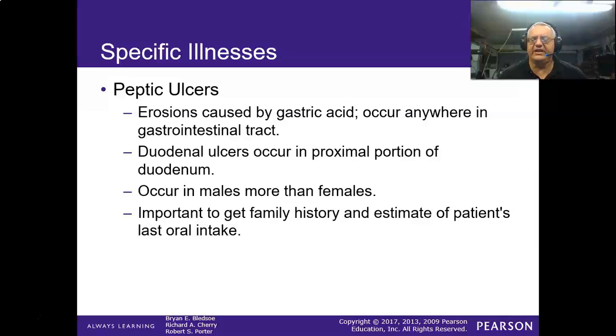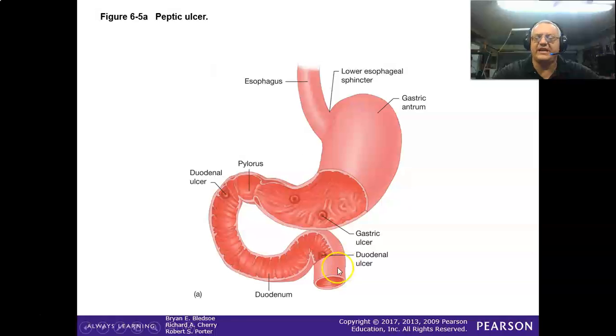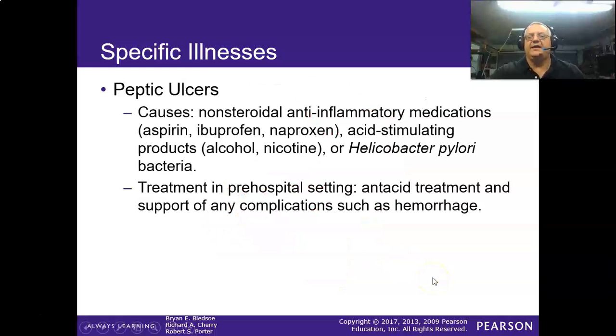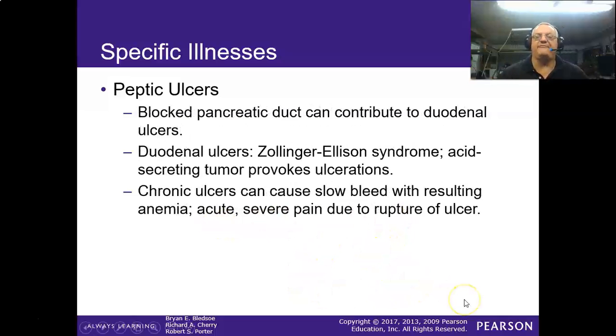Duodenal ulcers, again, occur in the proximal portion of the duodenum. Occurs more in the male than the females, and they think that it is related to stress as far as that goes, but it's actually also a viral component of that, and they can use an antiviral to actually help stop that H. pylori bacteria. And then the treatment in the pre-hospital setting is, again, an antacid treatment if you're allowed to give those, and then, again, support any type of hemorrhage that you might have from that.